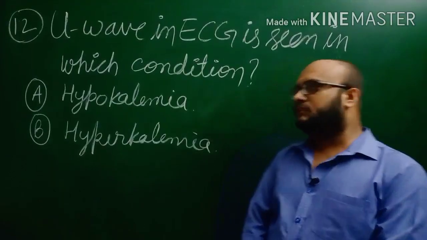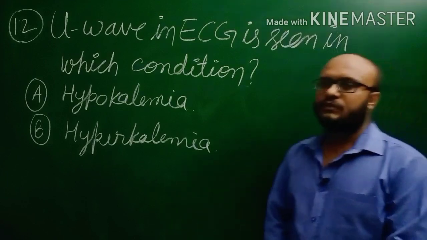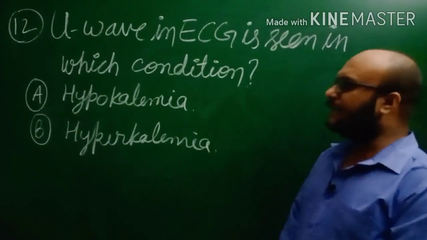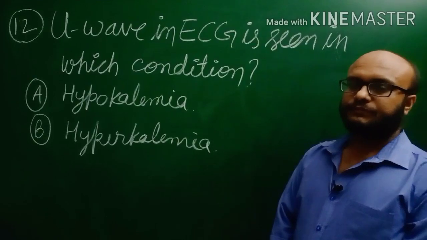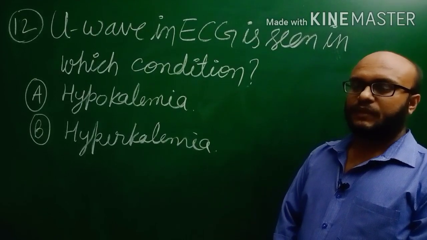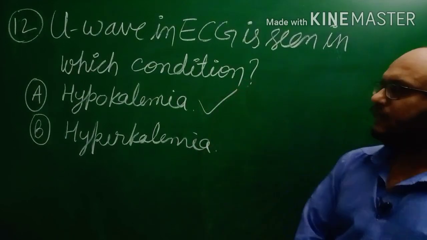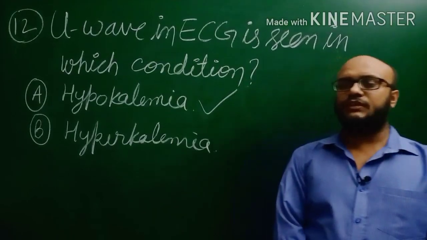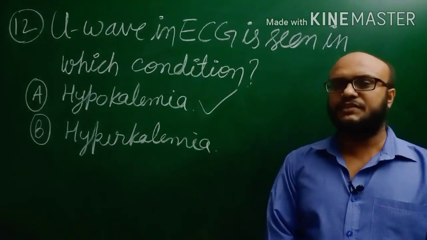Question number 12. U wave in ECG is seen in which condition? Option A, hypokalemia. Option B, hyperkalemia. The right answer is option A, hypokalemia. In hypokalemia, you will see a U wave in the patient's ECG.